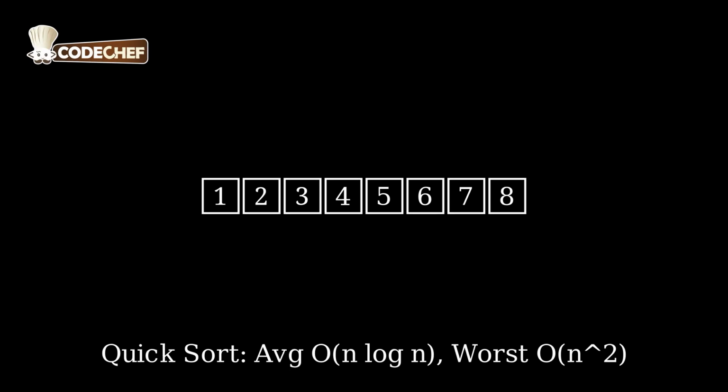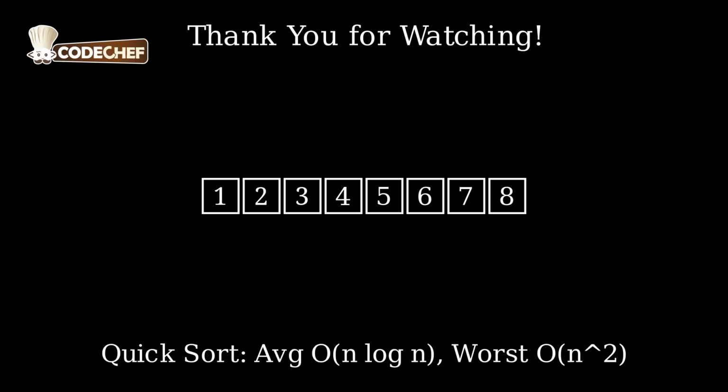Quicksort has an average time complexity of O(n log n), and in the worst case, a time complexity of O(n squared) if the pivot selection is poor.